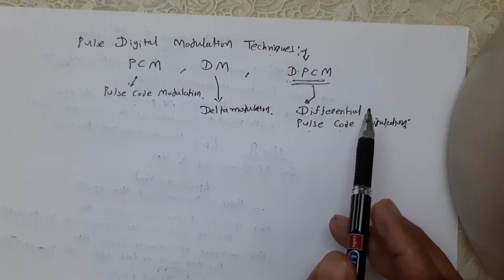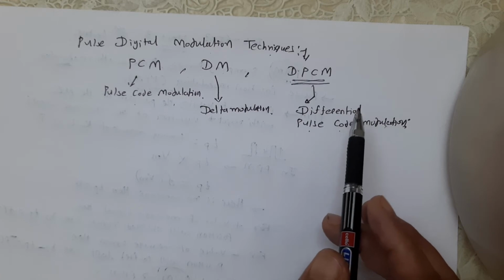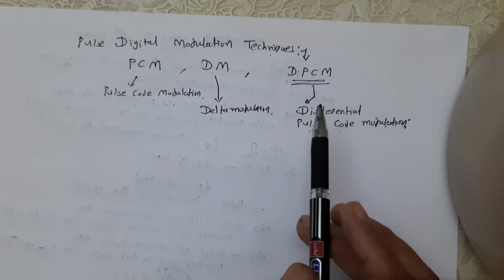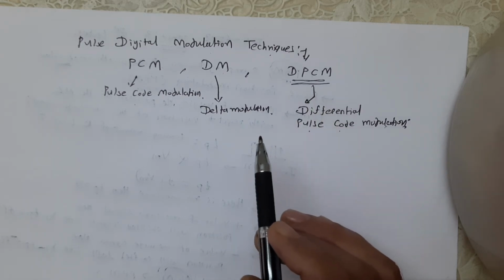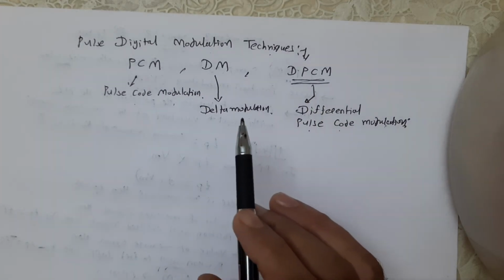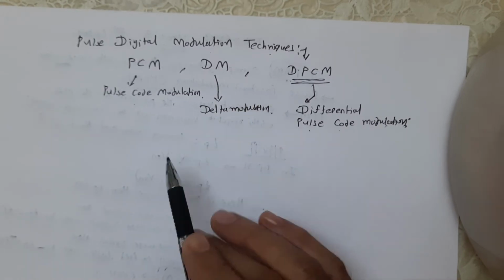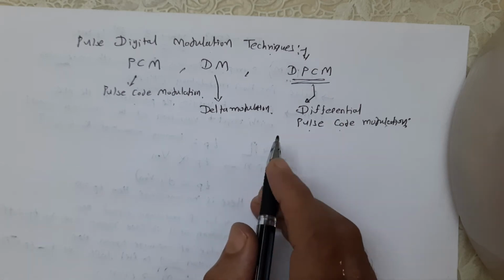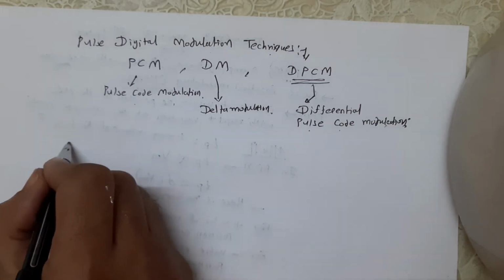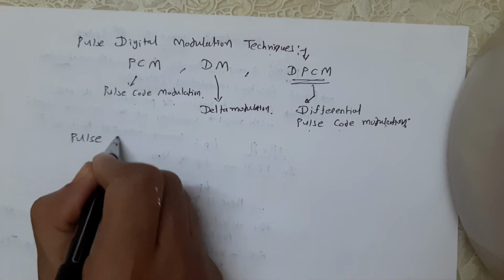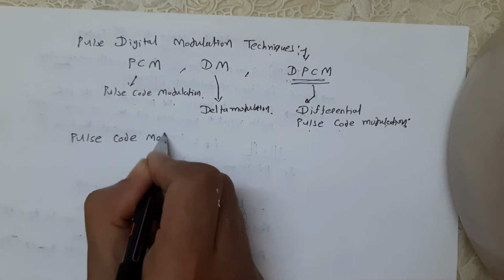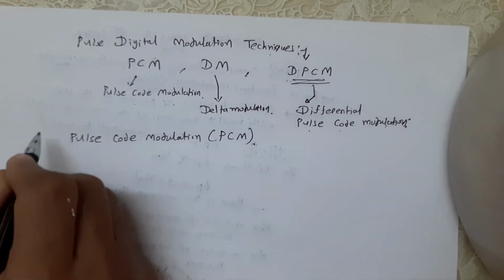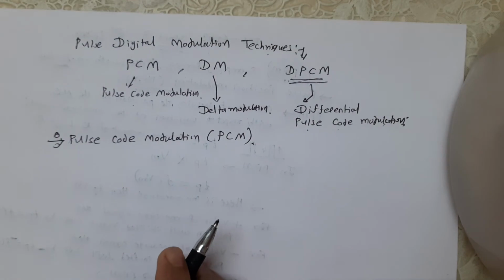This section describes each of these techniques and also recovering an approximate analog message signal from them. So when the signal is transferred by using this method, we can also recover this signal. That we will discuss later on. At first, we are discussing pulse code modulation, also known as PCM.